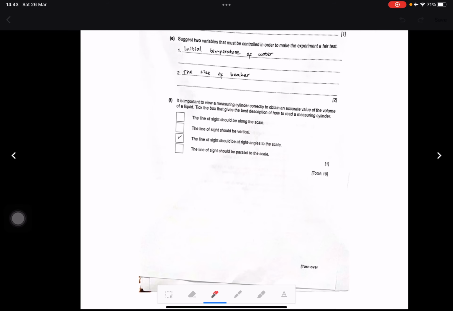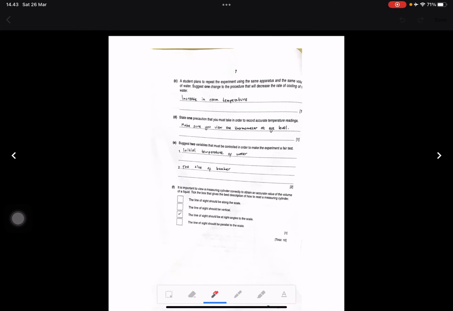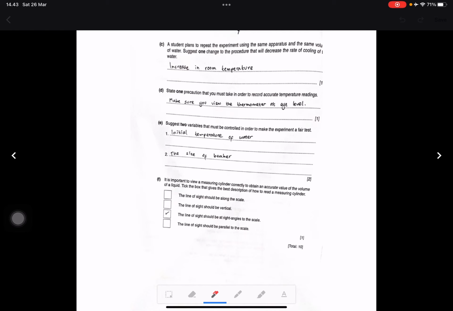Then question C. A student plans to repeat the experiment using the same apparatus and the same volume of water. Suggest one change to the procedure that will decrease the rate of cooling of water. Increasing room temperature. Yeah, higher room temperature.